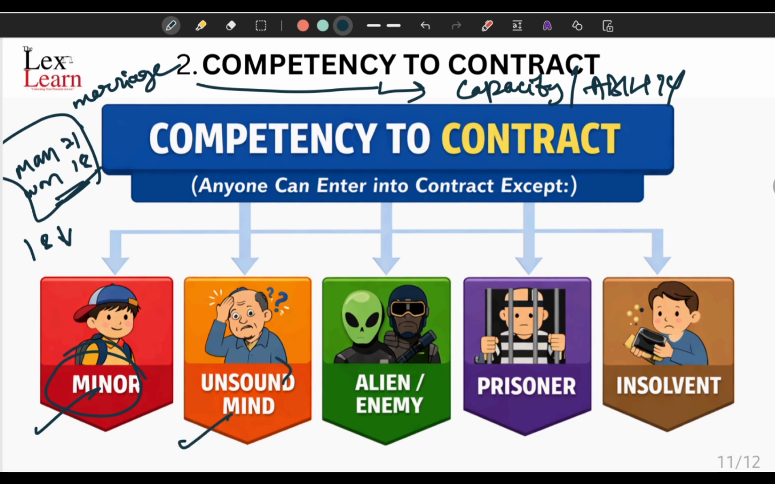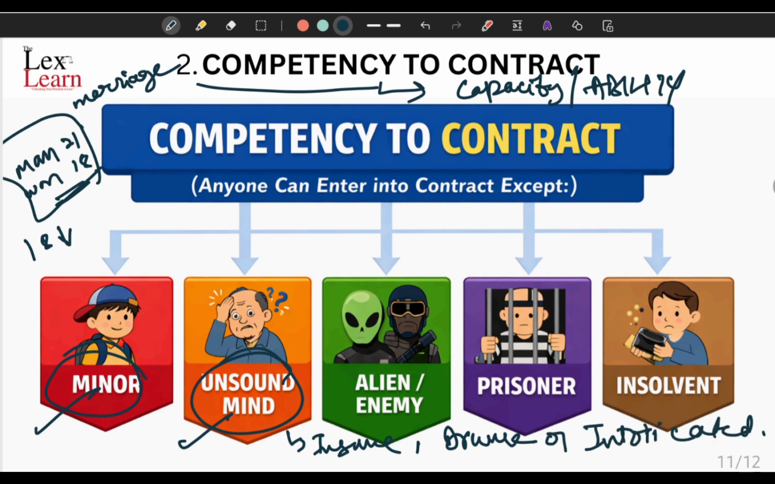The second guy, who is of unsound mind, who is insane, drunk, or intoxicated. One who is drunk, full of alcohol, one who is intoxicated, high on drugs, or one who is insane, mentally retarded, or mentally ill. The third person, who is very, very important, is enemy. Anyone, as we know that Pakistan is our enemy. Anyone from Pakistan cannot enter into a contract with India.